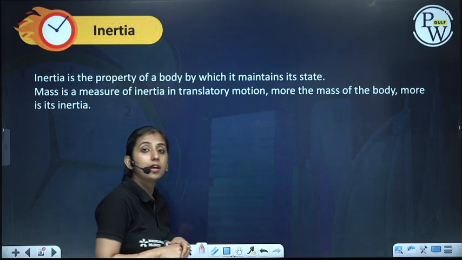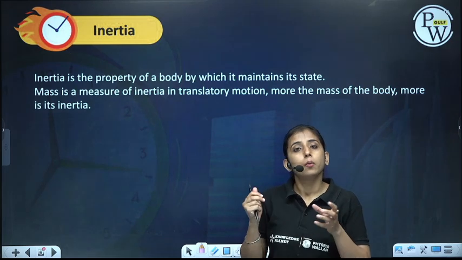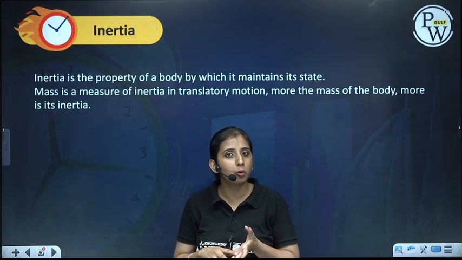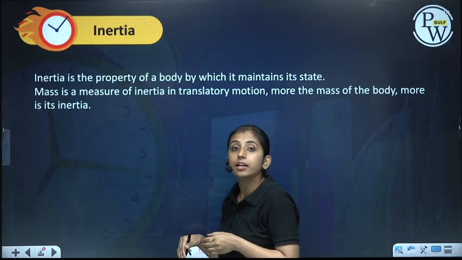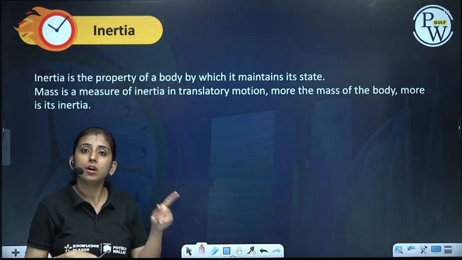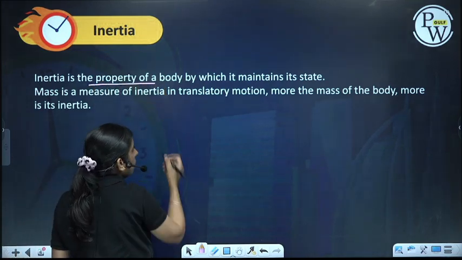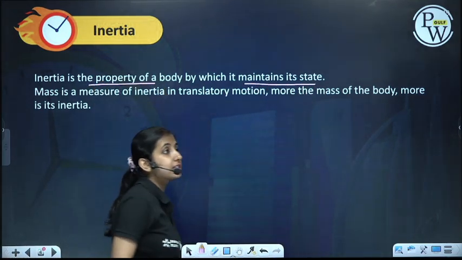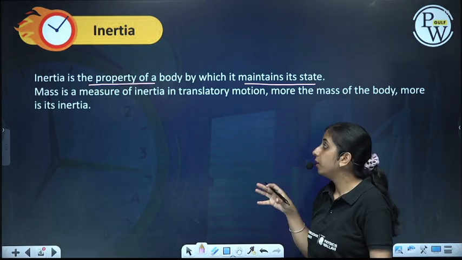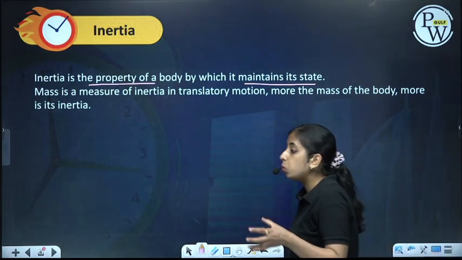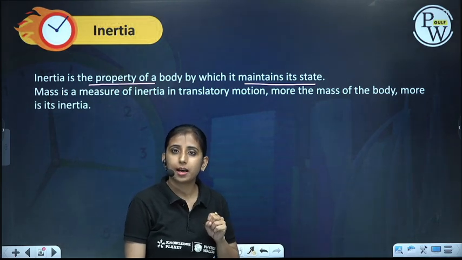What is inertia? Every body has an internal tendency to maintain its state, whether it's the state of rest or state of motion. That property of the body is called inertia. It is the property of a body by which it maintains its state. It is not a measurable quantity, but we can get an idea why a heavier body has large inertia and a lighter body has lesser inertia.